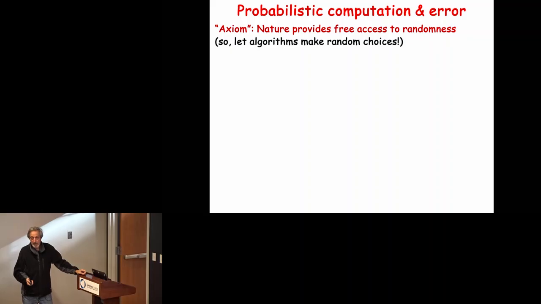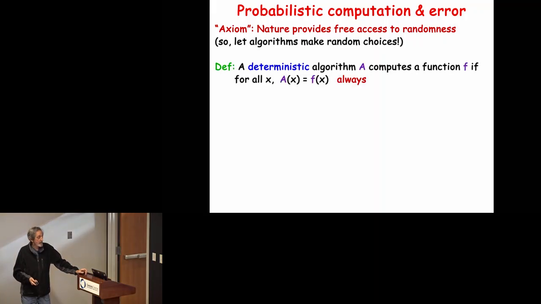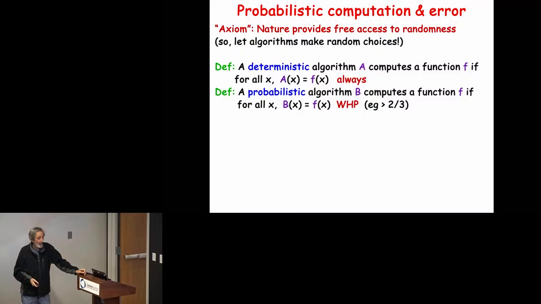So why not let algorithms use random choices? That's the point. The algorithms that are probabilistic differ from deterministic ones in a very simple way. A deterministic algorithm that computes some function f always produces f of x. It doesn't have choices. It just works and produces the correct answer always. A probabilistic algorithm is allowed to make random choices, and so the output is a random variable. What you demand from this random variable is that it equals the function value with high probability.